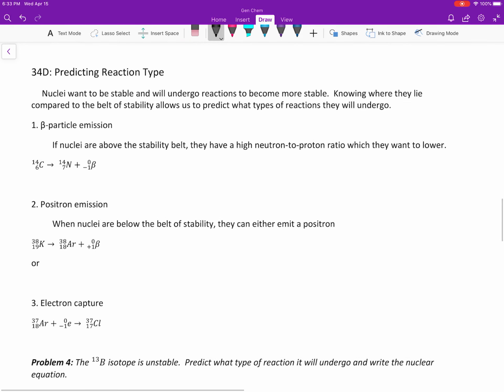All right, so predicting reaction types. So the nuclei, we said they want to be stable, so they're going to undergo reactions in order to become more stable. It's the same thing as when we talked about endothermic and exothermic reactions, when we said the desired product or reactant is going to be based on the energy levels. For an endothermic reaction, the reactants are lower in energy, therefore preferred, and in an exothermic reaction, the products are lower in energy and therefore they are preferred. And so that's what we're looking for. We're looking for that lowest level of energy to be the most stable.